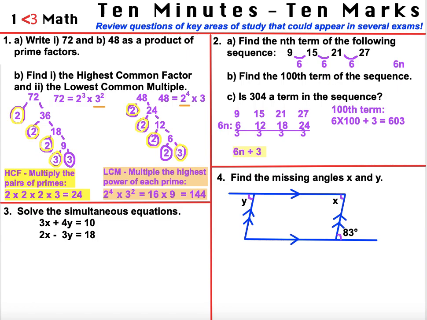Because of 6n plus 3, and that is 603. That's part B. And part C, is 304 a term of the sequence? Well, what we can do is use our nth term and set up an equation to see if it gives a whole number answer. If it does, then 304 would be a term in the sequence.